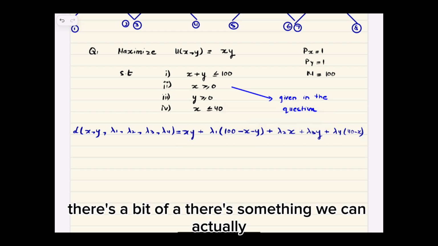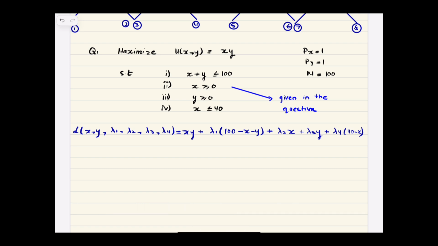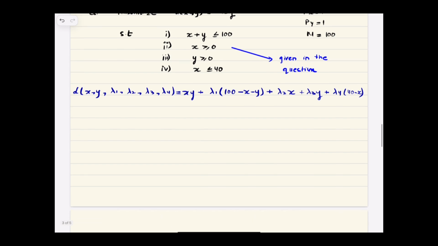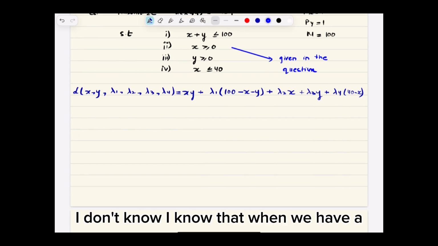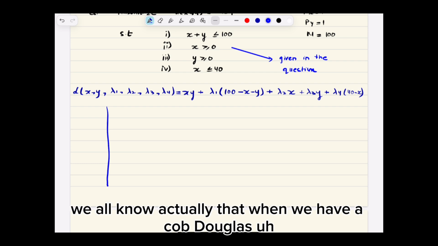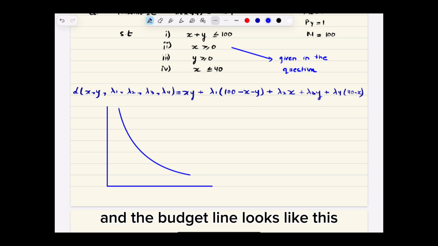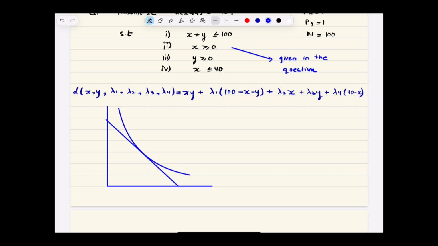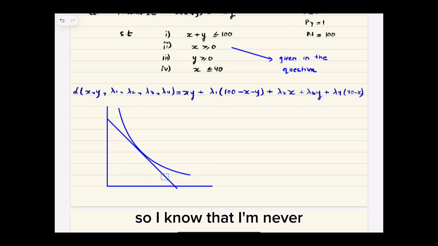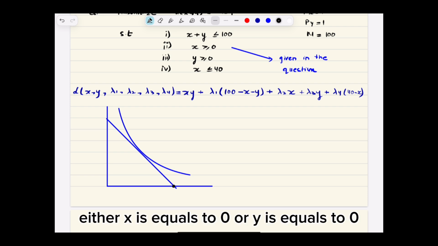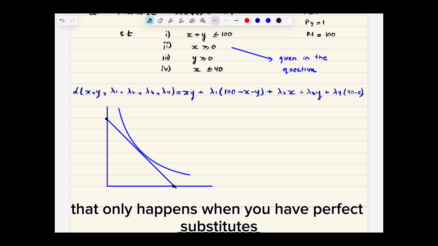There's something we can actually simplify here, which is kind of like, I don't know, maybe it's cheating, I don't know. We all know actually that when we have a Cobb-Douglas function, the utility function actually looks like this and the budget line looks like this. So I know that I'm never going to get a point where either x is equal to 0 or y is equal to 0. That only happens when you have a perfect substitutes utility function.